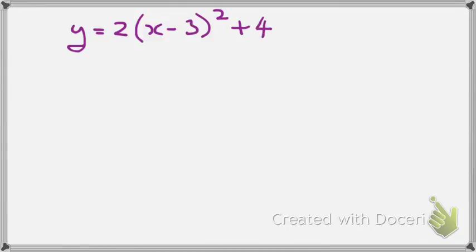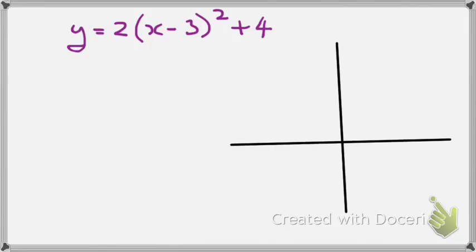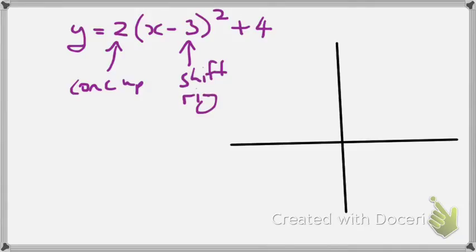Purple. So, let's say y equals 2x minus 3 squared plus 4. So let's sketch this. You should think about these ones as shifts, and I'm probably going pretty fast because you hopefully already know this. So this here, concave up. This here means shifted right 3 units, and this here means up 4 units.